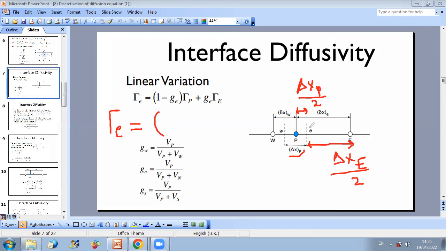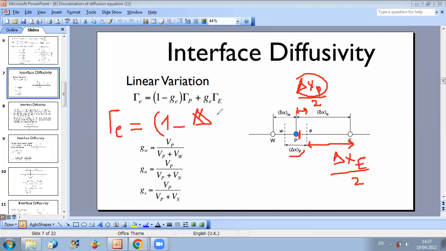If you want to apply the linear interpolation, you can say that if delta xp is 0, so the east face is very close to point P, then what will happen? What will happen is that the conductivity at the east face will be equal to the conductivity at point P. So this is why we say that we can consider, if I define a coefficient here to be 1 minus delta xp over 2.